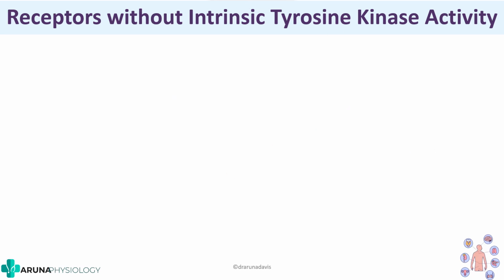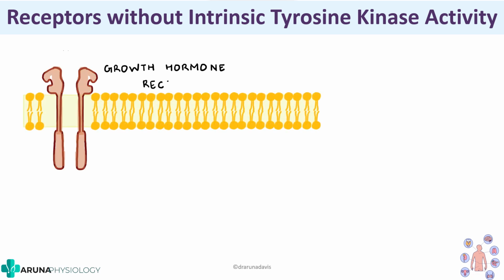So what about receptors without intrinsic tyrosine kinase activity? So we'll just see an example for that. A good example for receptors without intrinsic tyrosine kinase activity is growth hormone receptor. So initially the growth hormone receptor would be in inactive state, but once the growth hormone binds to the receptor, there will be conformational change which in turn will open up the sites for docking of other tyrosine kinase like JAK, that is Janus kinase.